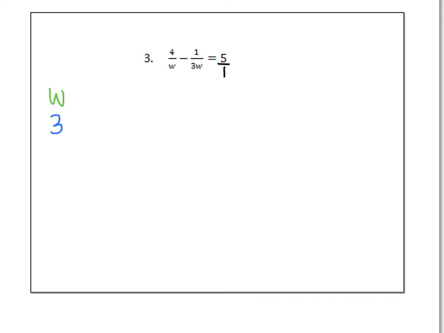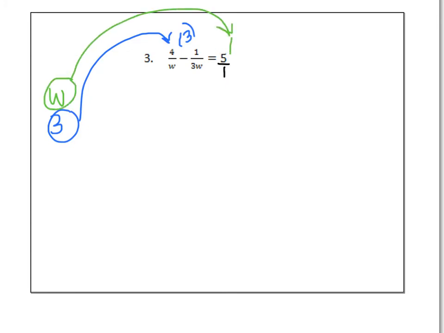So, in the first fraction, I have a w out of my roster, which means I need the 3. The second fraction has the 3 and the w, so he doesn't need either of them. The third fraction just has a 1, so the 5 needs both the w and the 3.